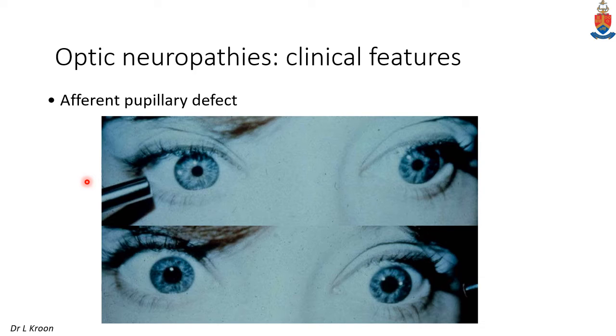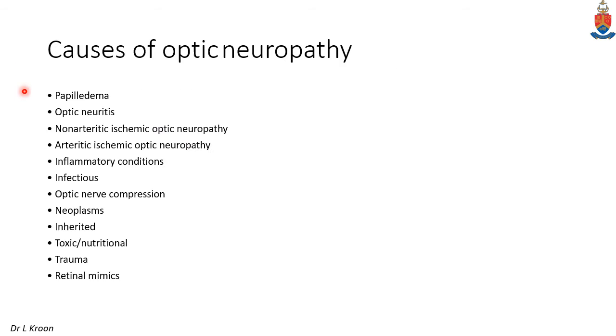Light is shown into the right eye, or the good eye, and both pupils constrict nicely. And then light is shown into the bad eye, or the left eye, and you can see both pupils constrict, but just much less compared to the normal eye, and it actually seems that they're getting larger. And again, this is an afferent pupillary defect indicative of an optic neuropathy.